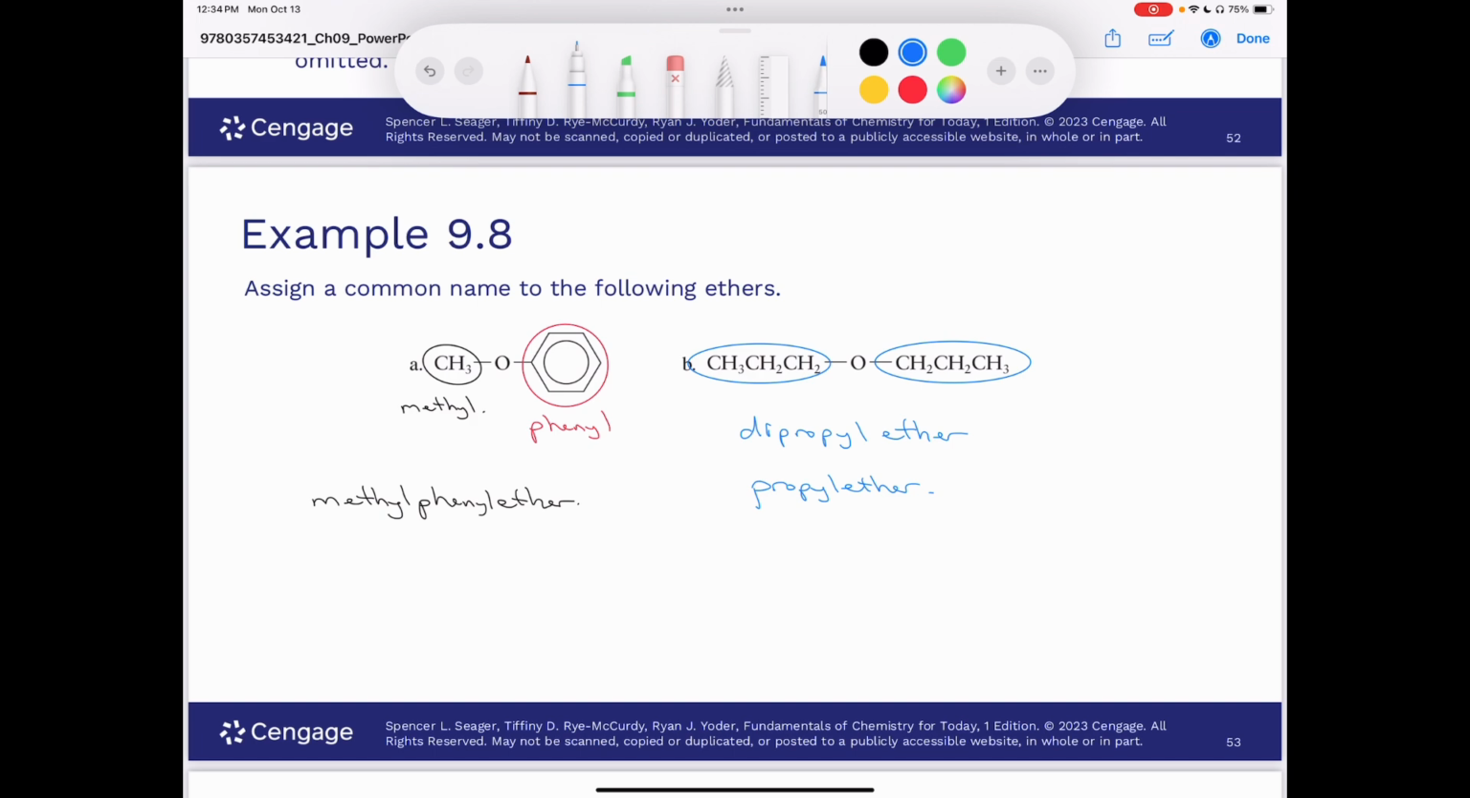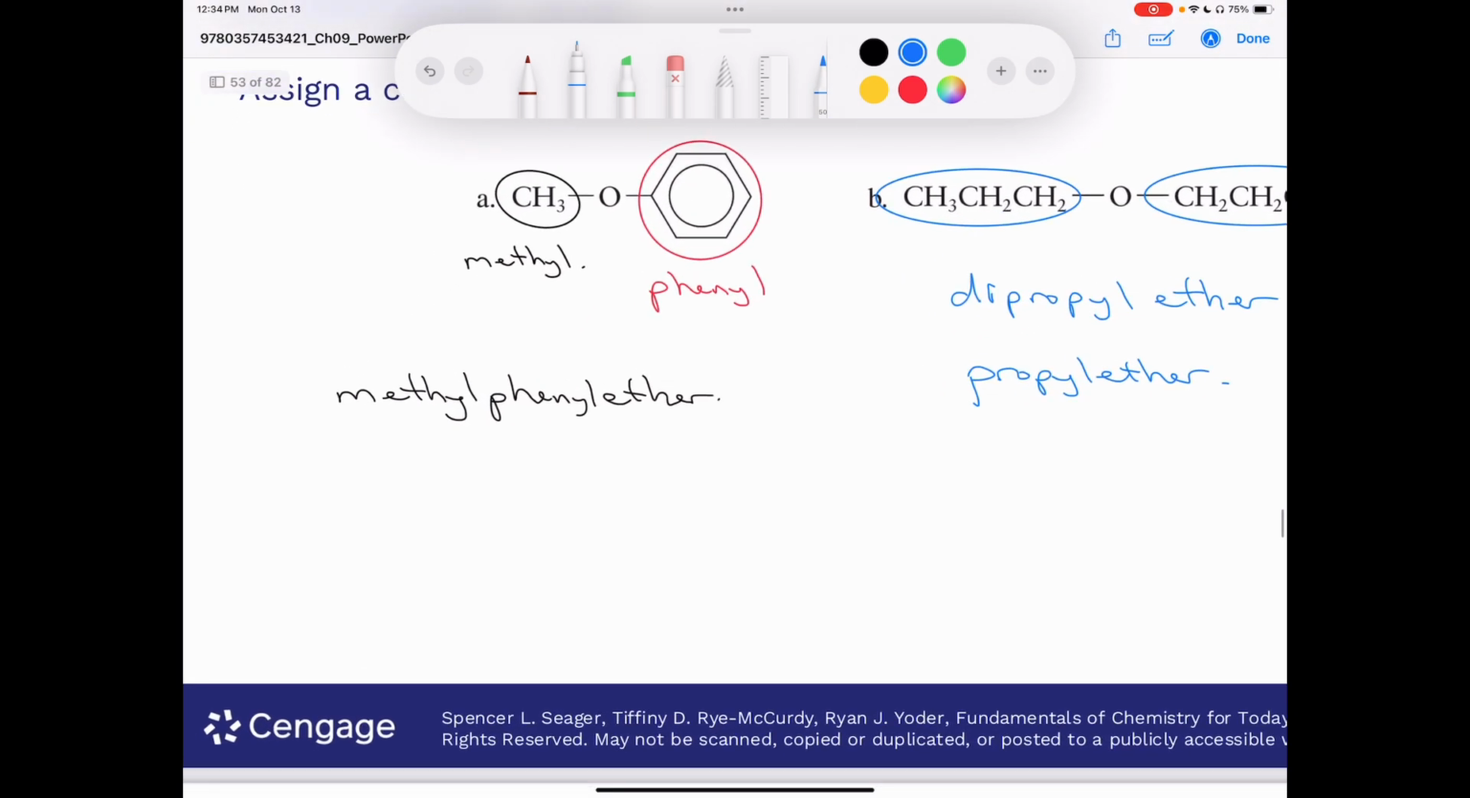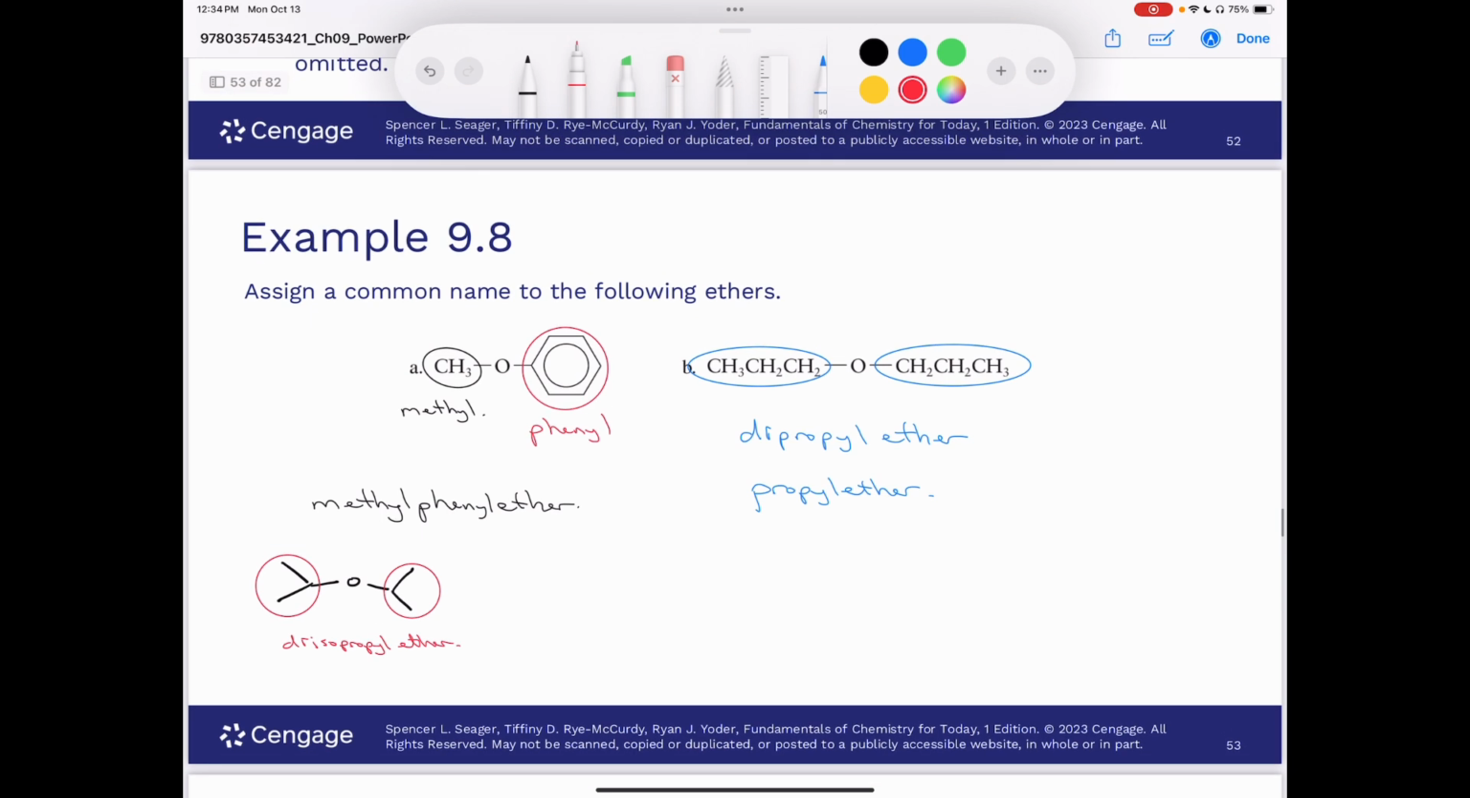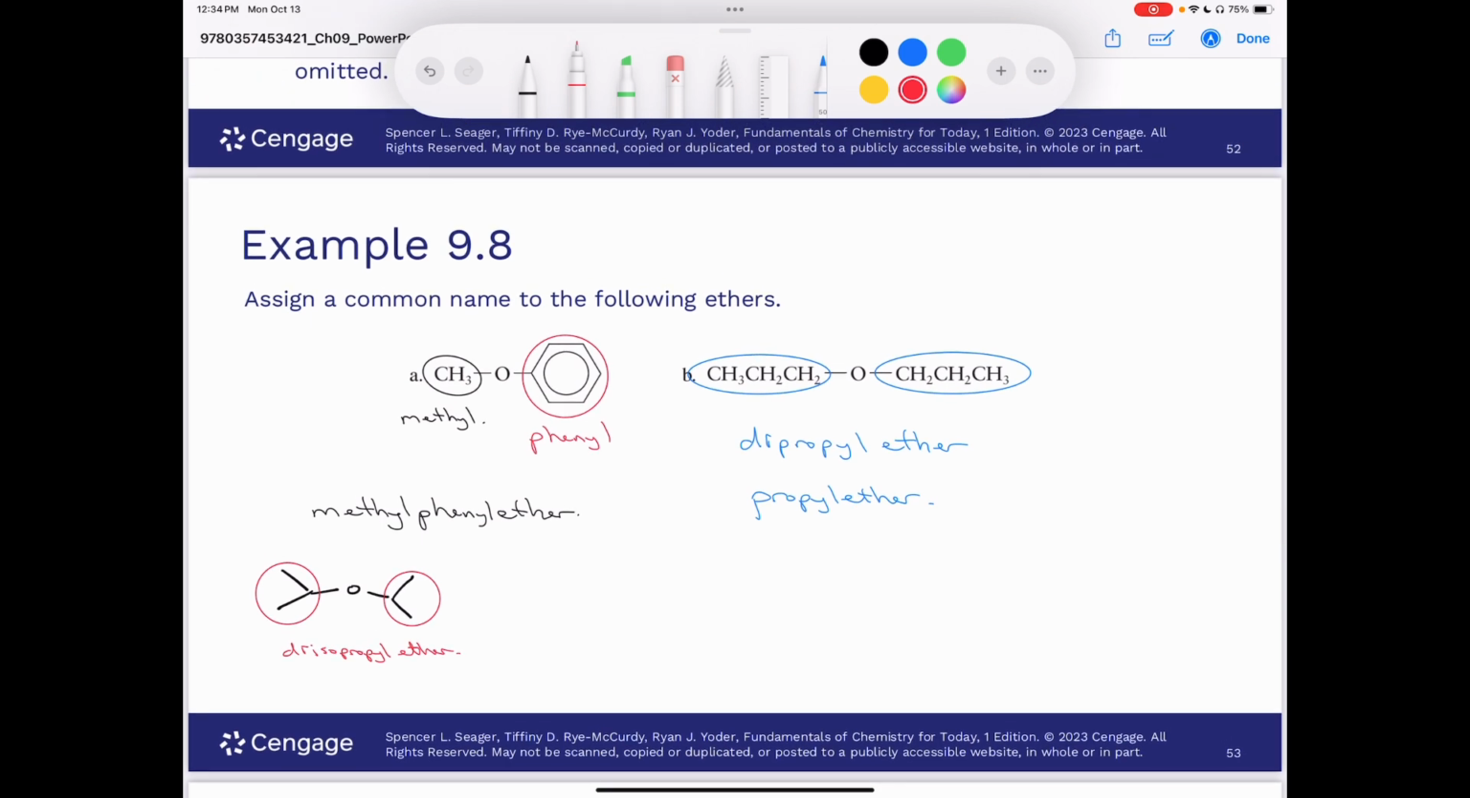Let's say I gave you something like this, and there you go. What would this compound be? Well, you can see that these are both isopropyl groups. This is an isopropyl group, and this is an isopropyl group. So this would be diisopropyl ether. Again, if we have two different groups, we list them in alphabetical order. And if we have two groups that are the same, we can put di in front of it, or we can omit the di. I didn't do it for the isopropyl ether. But there you go. That's how you name an ether.